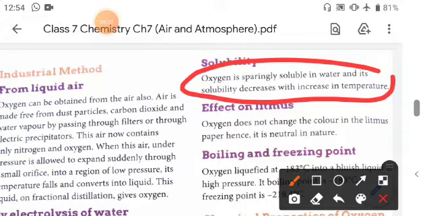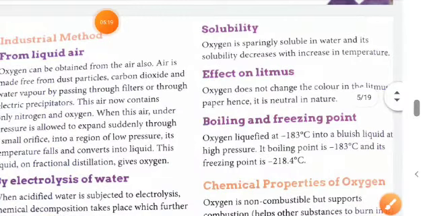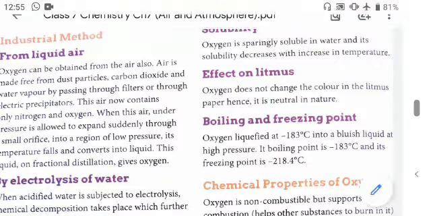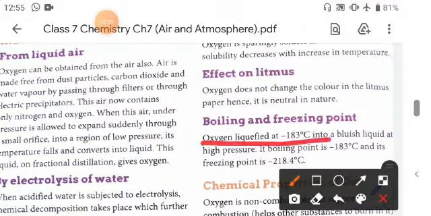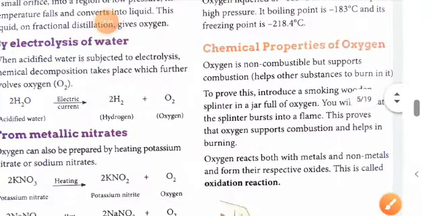Now, the effect on litmus. Oxygen does not change the color of litmus paper, that's why it is neutral in nature. Now boiling and freezing point. Oxygen is liquefied at a given temperature, and its boiling point is -183 degrees centigrade and freezing point is -218.4 degrees centigrade. Now the chemical properties of oxygen.